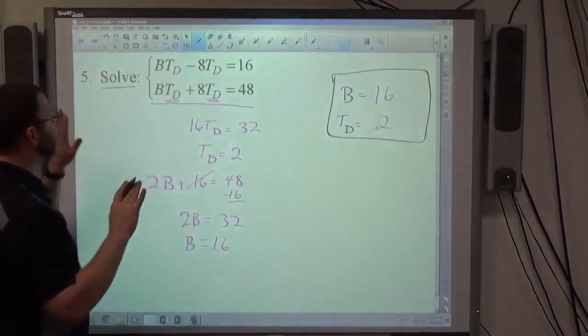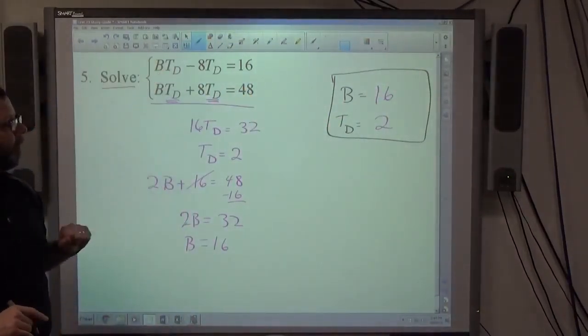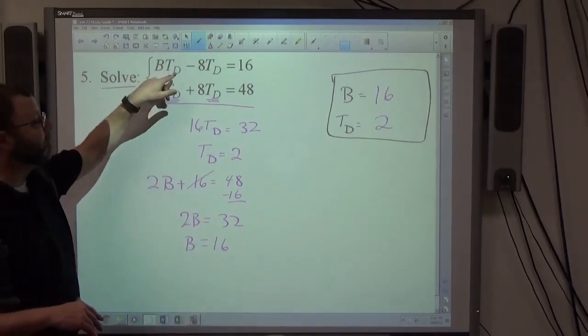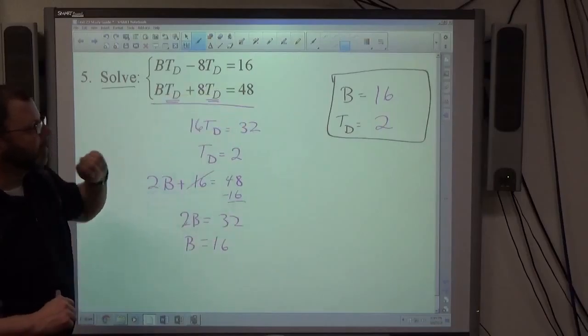And very important, when it says to solve, I want each individual variable evaluated. I don't want to find out what bt sub d is. I don't care about that. I want them individually listed.